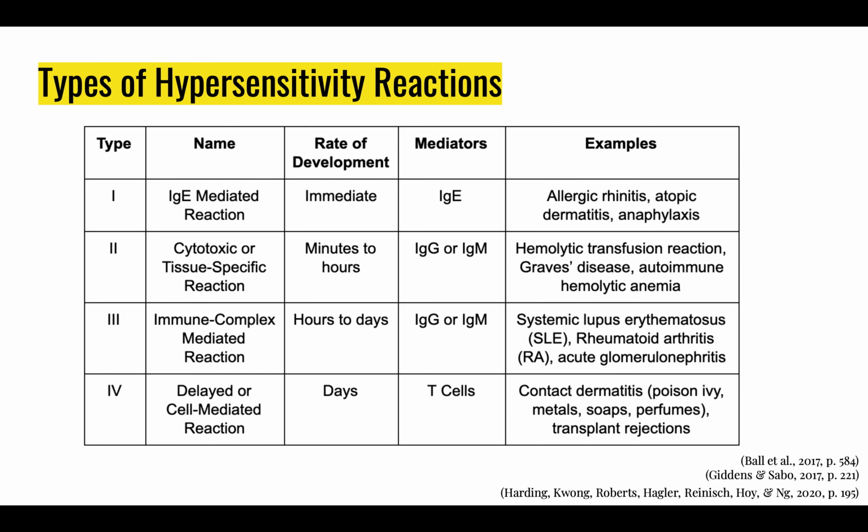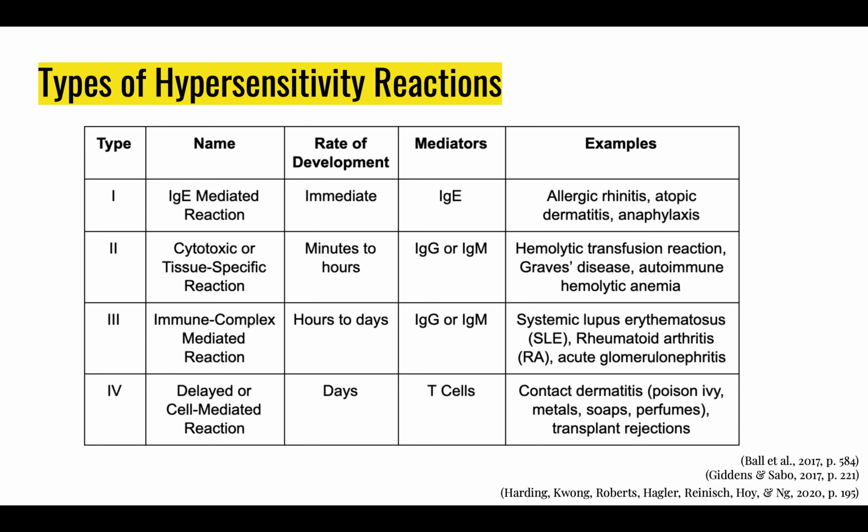Types of hypersensitivity reactions. Hypersensitivity reactions can be classified into 4 types based on the immunologic mediators, the time until reaction, and the source of the antigen. In type 1 IgE-mediated reactions, exposure to an allergen causes increased levels of IgE, which leads to an allergic reaction. Examples include allergic rhinitis, also called hay fever, asthma, and anaphylaxis.